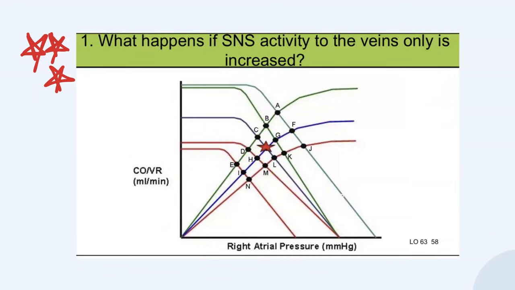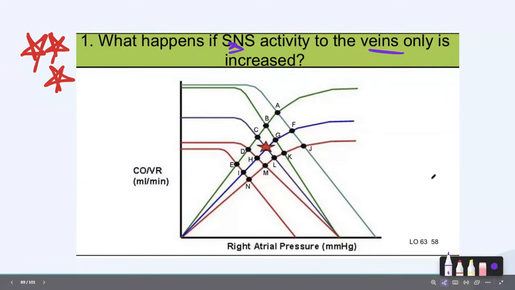So what happens if the sympathetic nervous system activity, so the veins only, increases? Keyword veins only, keyword sympathetic. So sympathetic means, what does it mean? Okay, so pause and think about this. So sympathetic means that the venous constriction is going to happen.